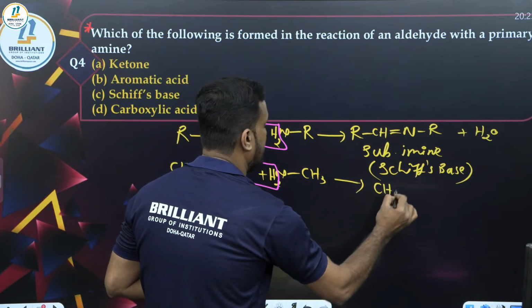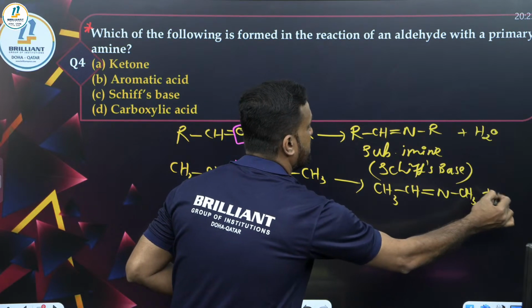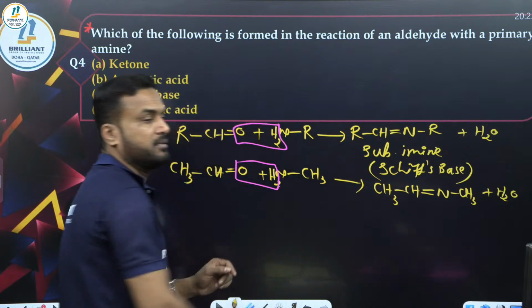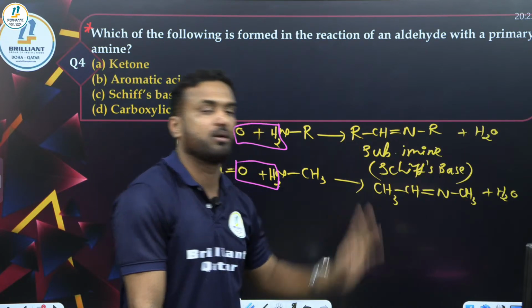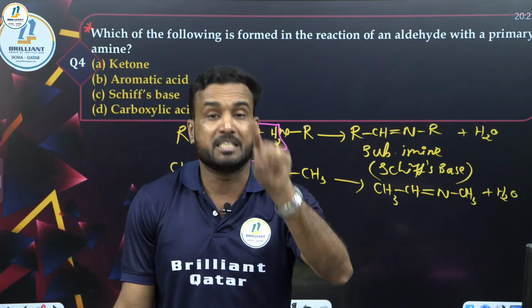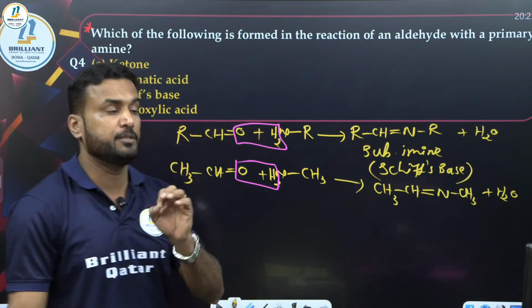That product will be CH3CH=N-CH3 plus H2O. This is an imine, which is called the Schiff's base. So just keep in mind, Schiff's base is the product formed when an aldehyde reacts with a primary amine.